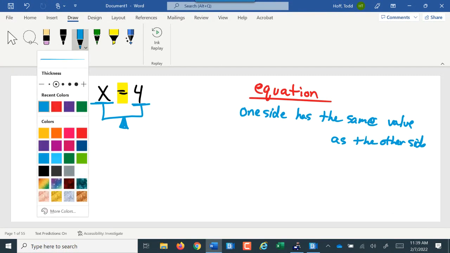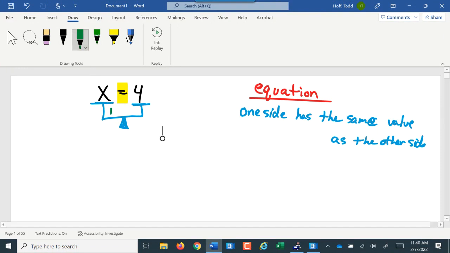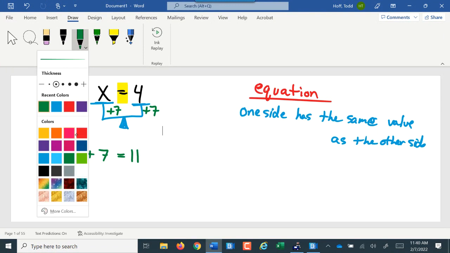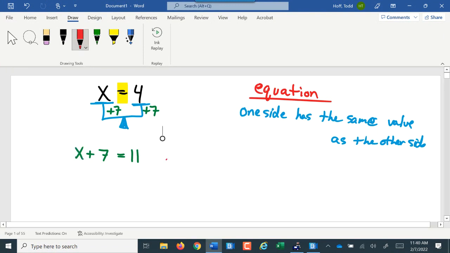So here, we're just going to pick something. Let's add 7. If I add 7 here, I get x plus 7. I have built up that equation. Now, if I just add 7 to the one side, this is going to tip unless I do the exact same thing to the other side of the equation, or the scale, if you want to call it that, to keep it balanced. So on the other side, 4 plus 7 is 11. So we have now built a more complex equation.